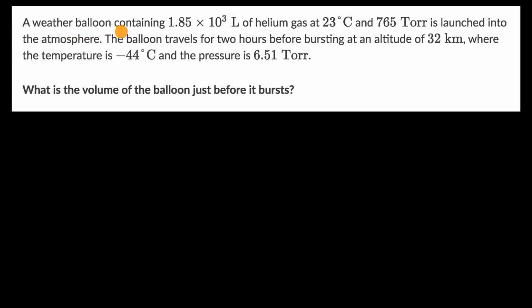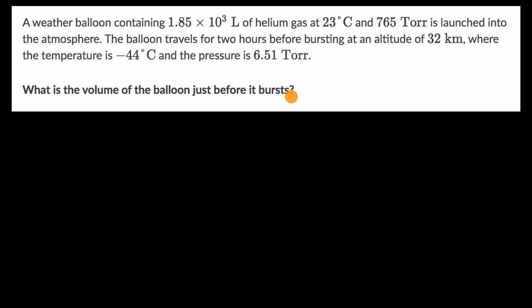We're told that a weather balloon containing 1.85 times 10 to the third liters of helium gas at 23 degrees Celsius and 765 torr is launched into the atmosphere. The balloon travels for 2 hours before bursting at an altitude of 32 kilometers, where the temperature is negative 44 degrees Celsius and the pressure is 6.51 torr. What is the volume of the balloon just before it bursts?